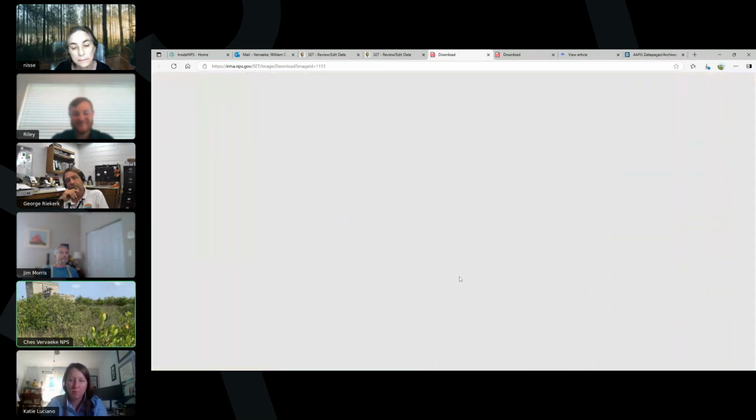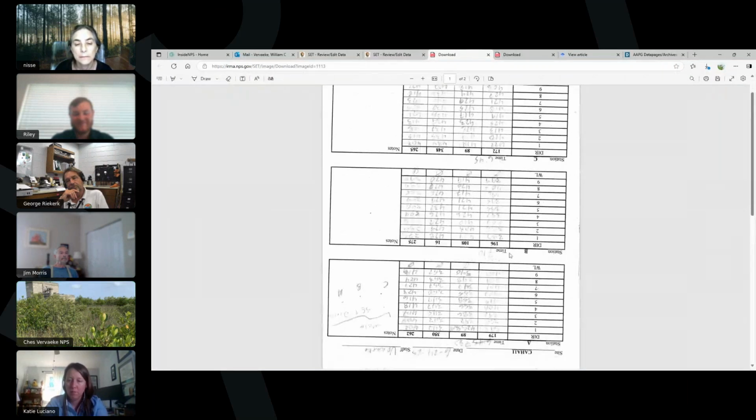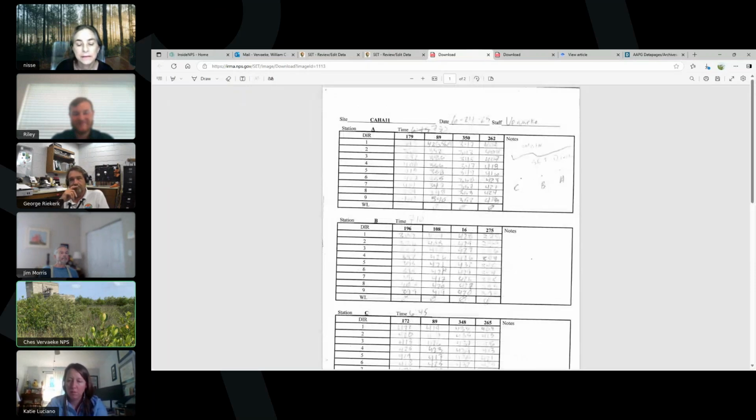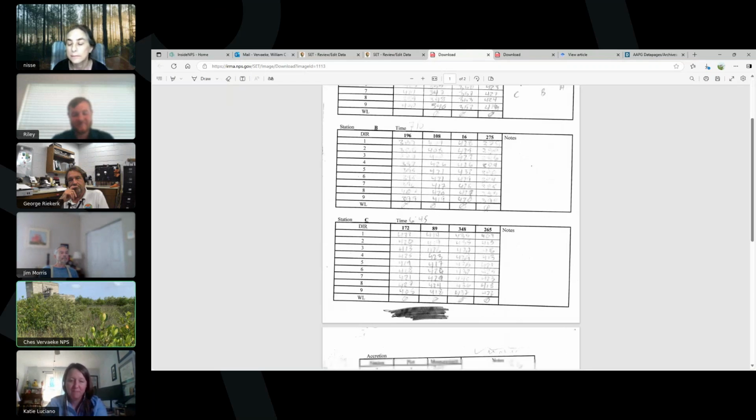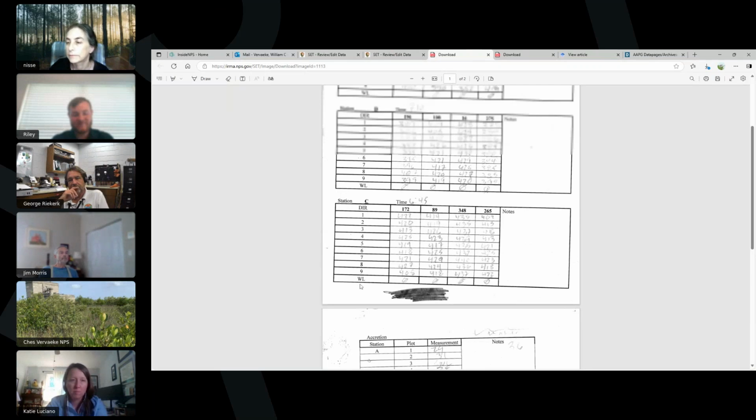So I add copies of data sheets, and this is, well, of course, this one's upside down. Let me turn that right side up for you. So this is just kind of how I set up my data. It's just an example of a data sheet. Everybody has different data sheets, but it's just an example of data and accretion.